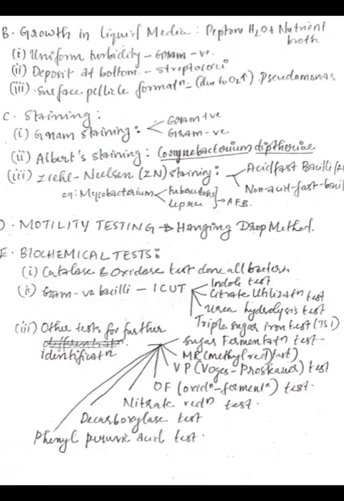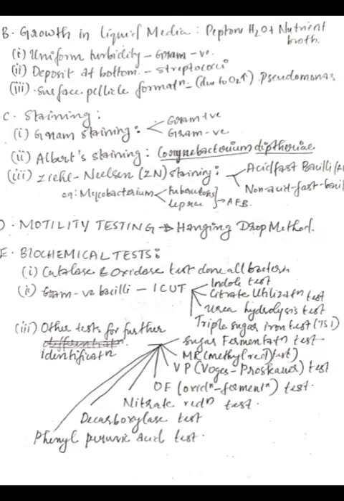Then we can go to growth in liquid media. The media used are peptone water and nutrient broth, and growth can be of three types. First, if uniform turbidity is seen, then it is gram negative bacteria. Second, if there is a deposit at the bottom, then we could say it's streptococci. Third, if there is surface pellicle formation, then it could be Pseudomonas. The pellicle formation is due to the increased presence of oxygen at the surface.